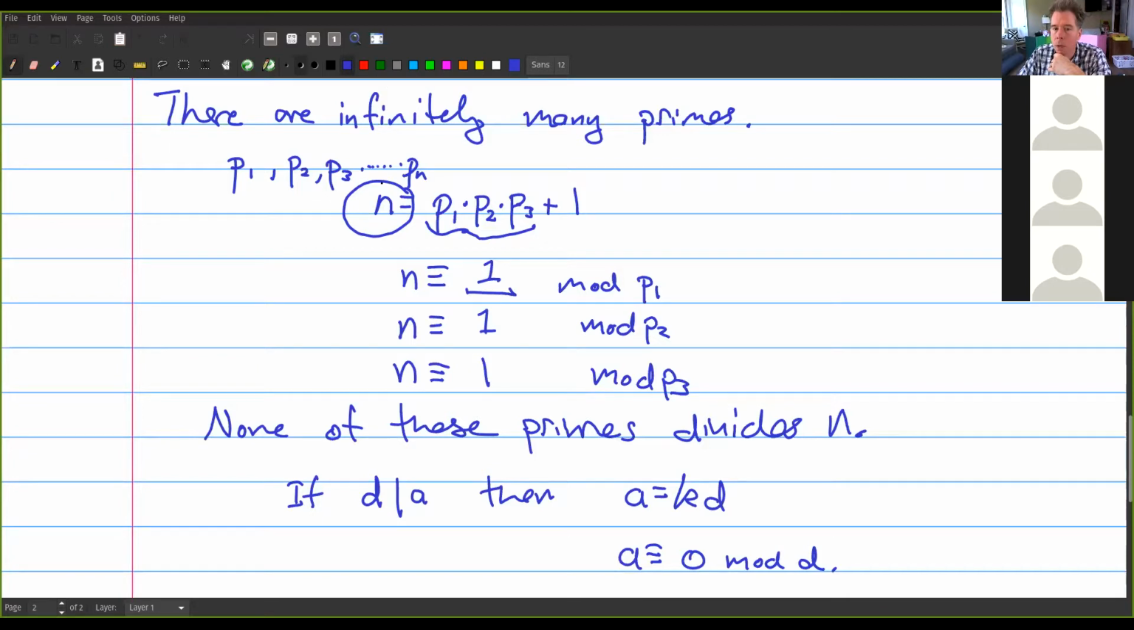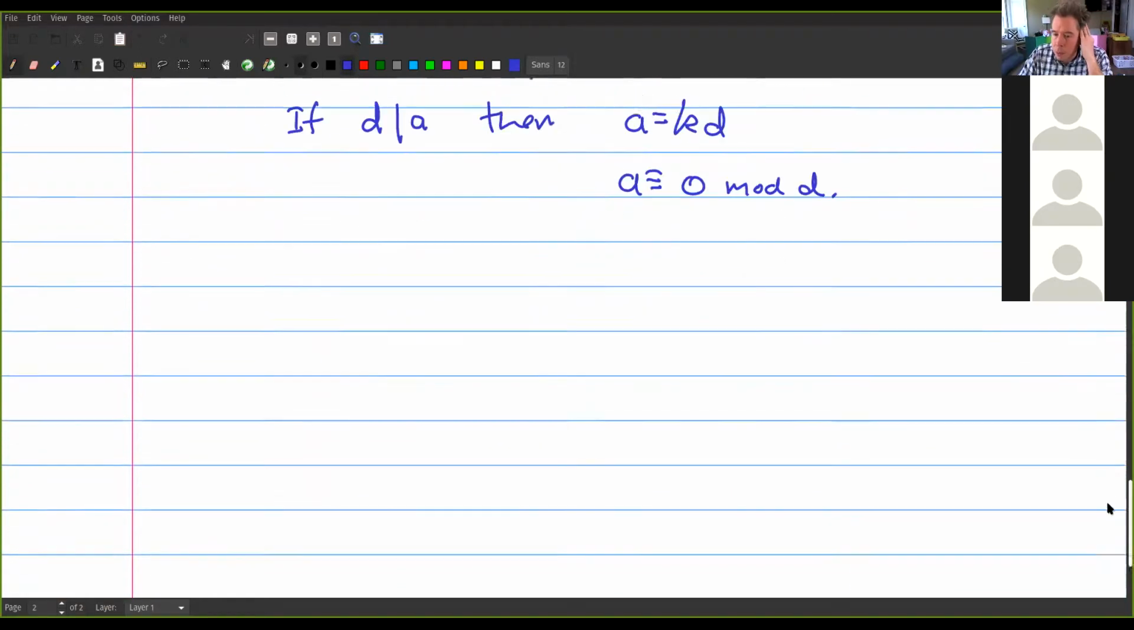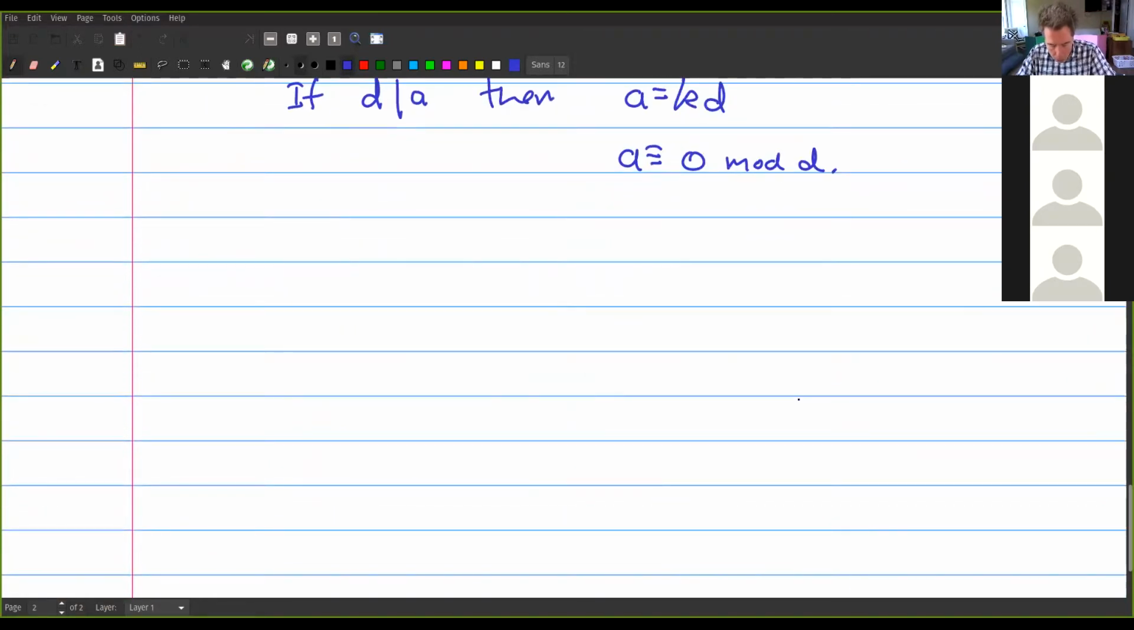So there's no finite list of primes that's complete, because you can always produce something that implies that the list is not complete. Therefore, there must be infinitely many primes.